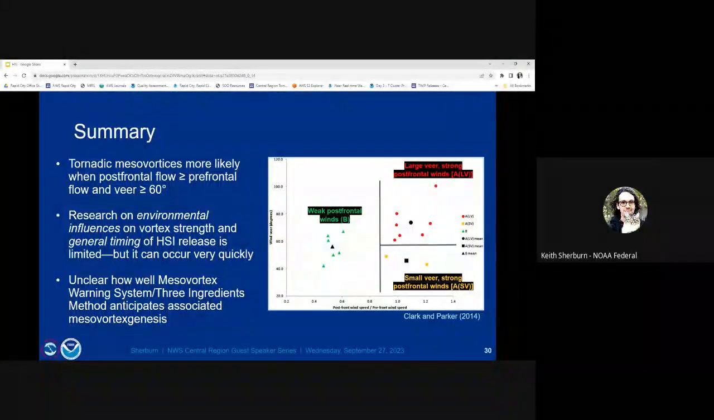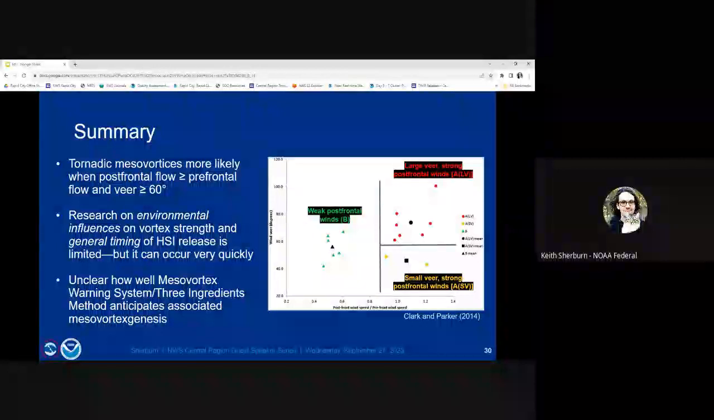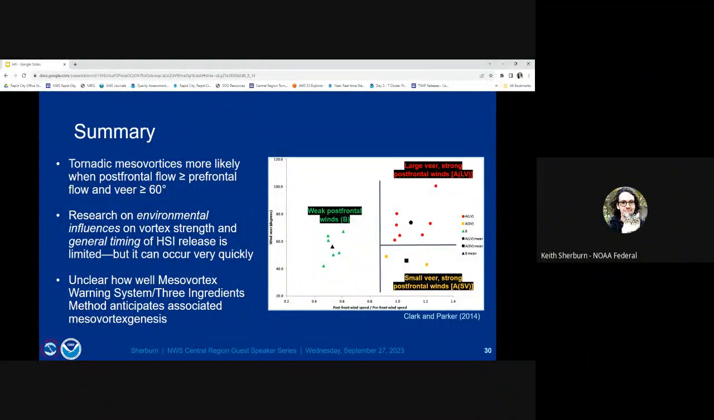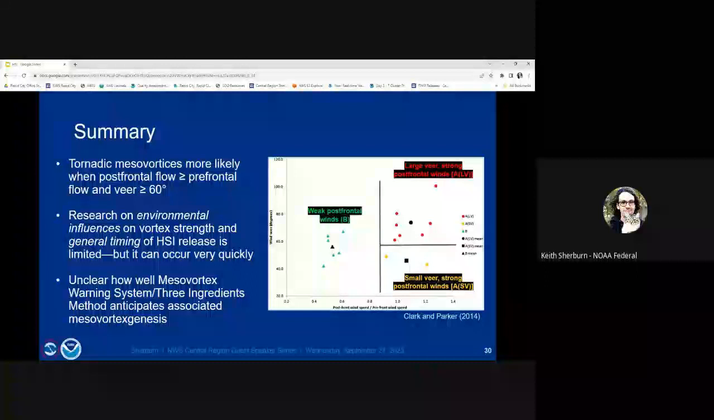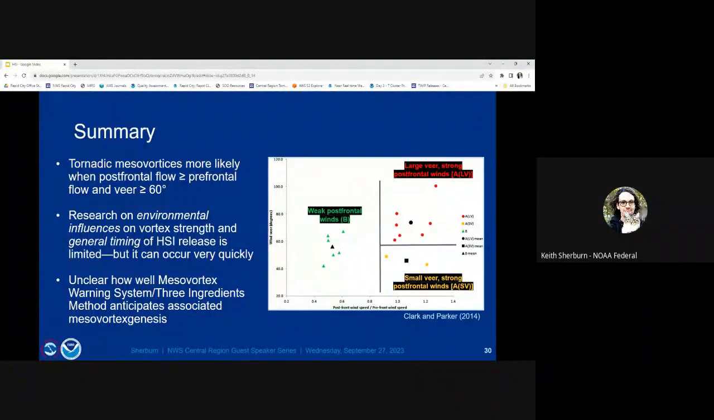Now, admittedly, research on environmental influences on HSI release is somewhat limited thus far. So we don't have a good handle on how the environment might impact the associated vortex strength or the timing of HSI release or even the likelihood of HSI release. But what we do know is that HSI release can occur very quickly. So you get that nearly simultaneous formation of several vortices along the leading edge of a QLCS. So again, I can't state this enough. This has significant implications on warning operations in QLCS events.